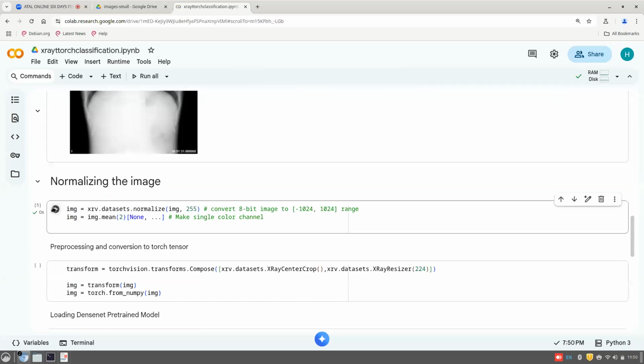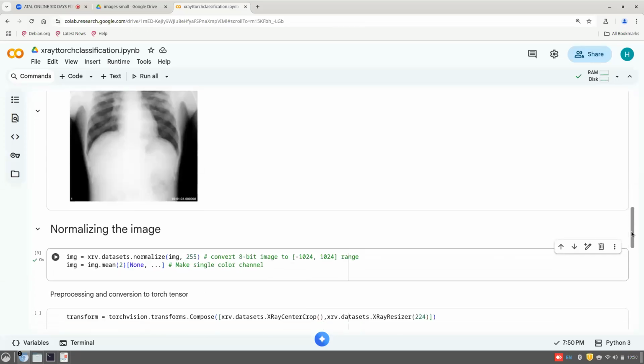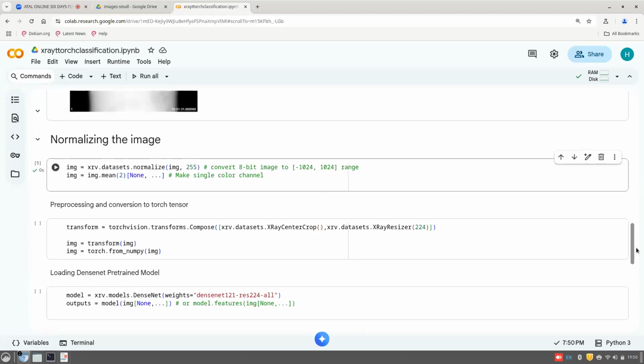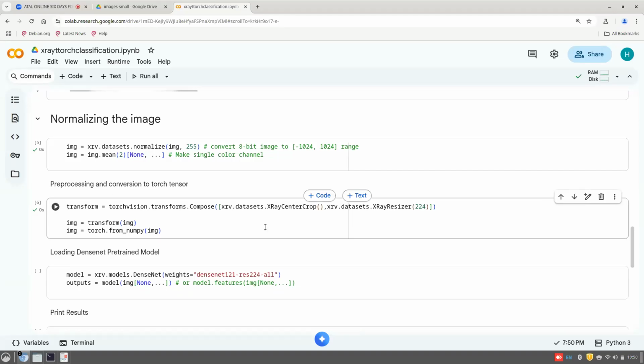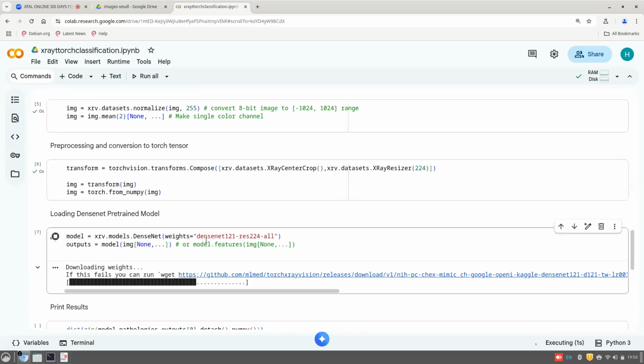I am performing normalization. So normalization, you know, right? Each pixel I will divide by 255 to make it between 0 to 1. Then I will apply transformations like resizing to 224 cross 224, and then I'll load my weights.